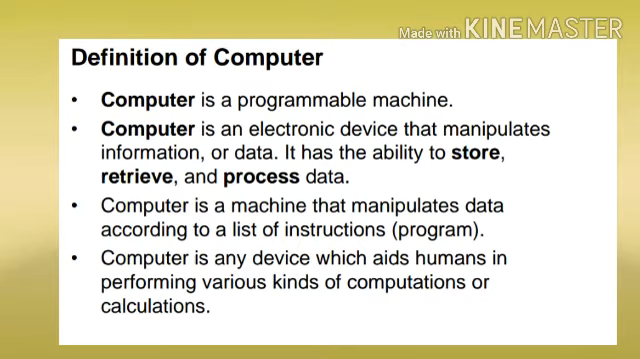Basically, what is a computer? A computer is a programmable machine. A computer is an electronic device that manipulates information or data. It has the ability to store, retrieve, and process data. A computer is a machine that manipulates data according to a list of instructions, which is called a program. A computer is any device which aids humans in performing various kinds of computations or calculations.